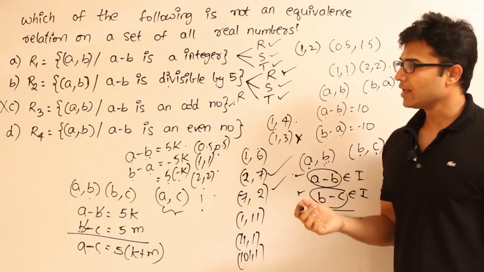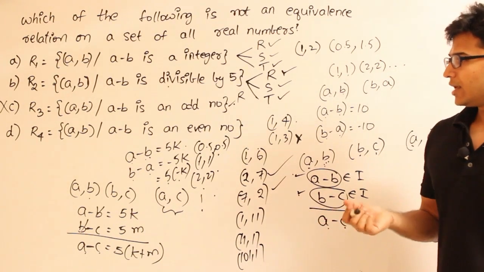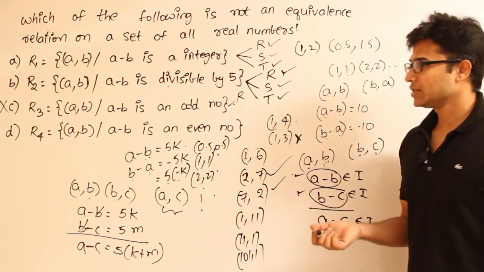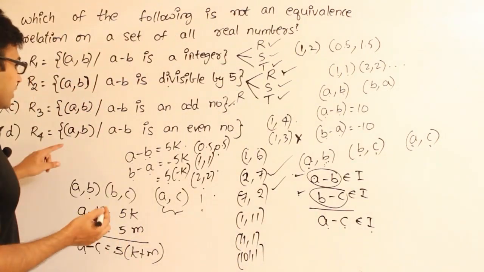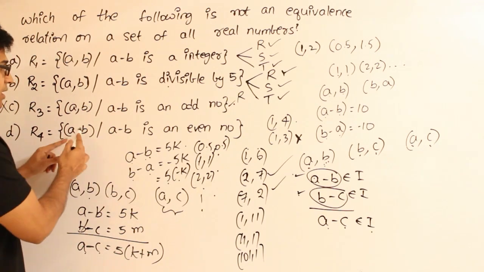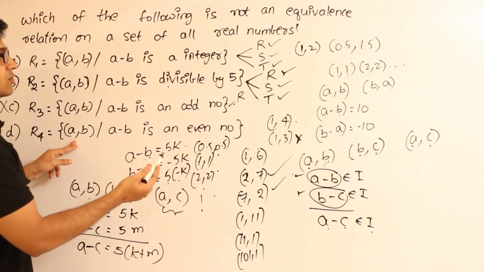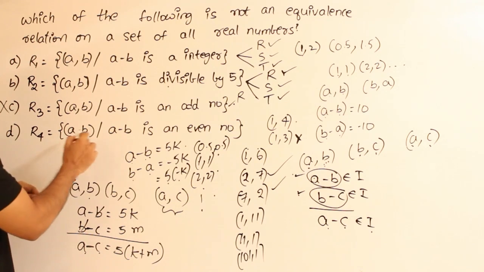What about D? a comma b such that a minus b is an even number. So now they are talking about even numbers. Will a comma a be present? Yes, a comma a will be present because a minus a is 0, which is an even number. Therefore it is definitely reflexive.